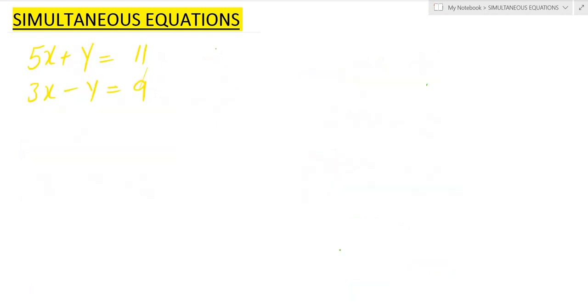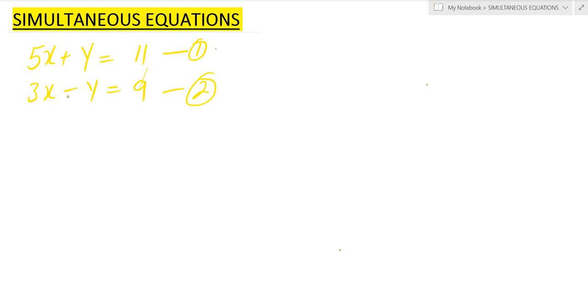Okay guys, and this is the second question. In this question you can see that one is plus and one is minus. So which coefficient is the same? This is 5 and this is 3. This is not the same, but there's a y, and y means there's a 1y. So we don't need to write 1. So these coefficients are the same. This is equation 1 and this is equation 2, we can say that.